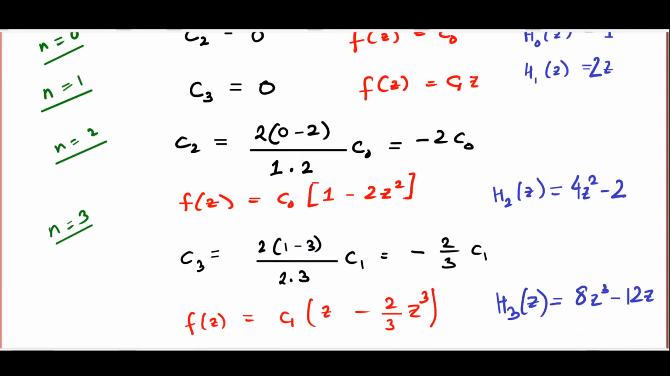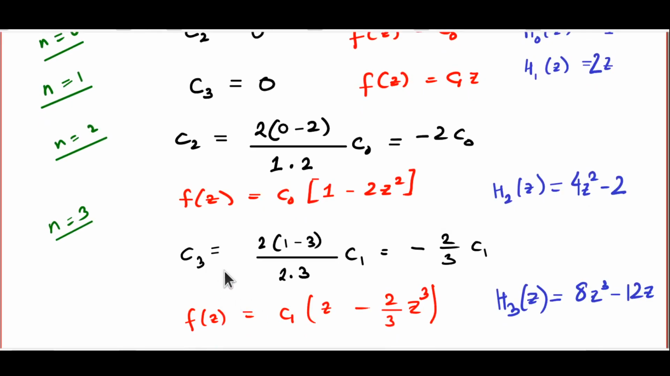Well, n equals 3, it's easy to see that C3 will turn out to be a multiple of C1, namely minus 2/3 C1. C5 will vanish. So f of z will simply be C1 times z minus 2/3 z cube. That's, of course, C3 here, minus 2/3 C1. And once again, for a specific choice, in fact, for the choice minus 12 for C1, we end up with H3, which is 8z cube minus 12z.